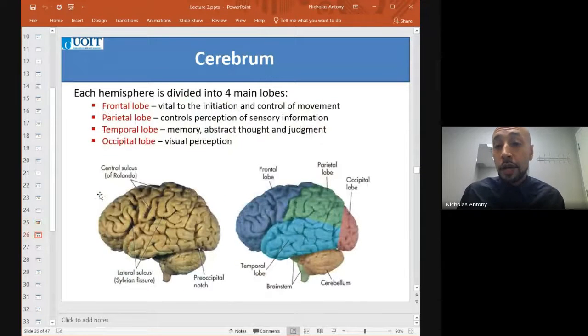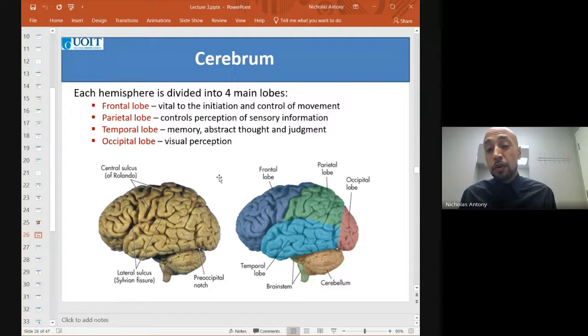Now I had mentioned sulci and gyri as how you landmark the cerebrum. Looking at the sulci and gyri allows us to divide up the cerebrum into different lobes. And we divide the cerebrum up into different lobes because we divide it up based on general function. So here we can see the four main lobes of the cerebrum. We see the frontal lobe, the parietal lobe, the occipital lobe, and the temporal lobe. And I've listed what they typically do.